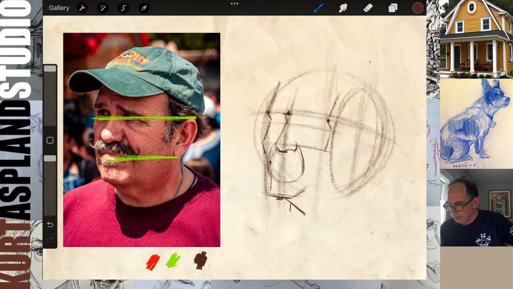Okay, so where are we at here? All right, top of the ear is going to be about there. Bottom of the ear is going to be somewhere in here. So now we can just go around the shape. It doesn't have to be perfect, just close. Okay, there's the back of the neck.